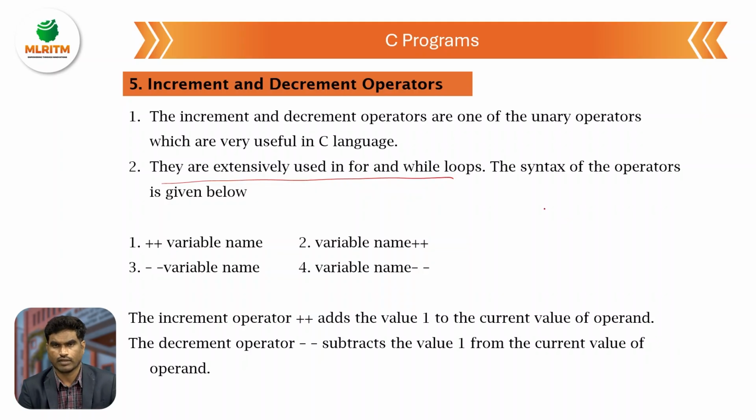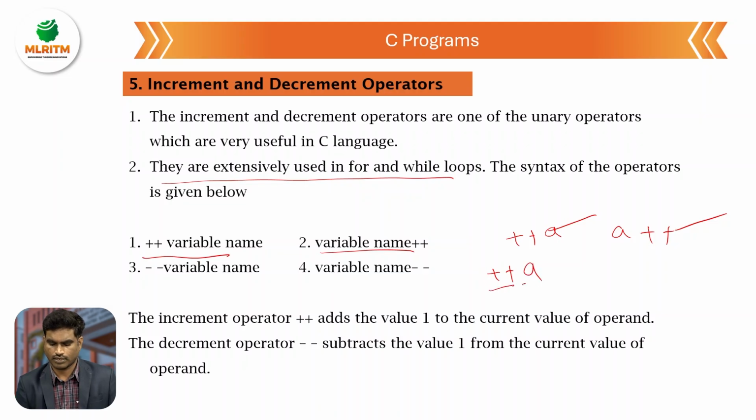Next, the increment and decrement operators can be prefix or postfix. A prefix operator is an operator used before the operand, for example ++A. This is the prefix. Next, A++ is the postfix. With prefix, we first increment, then assign the value to the left side. The variable name is A, and ++ is the operator.